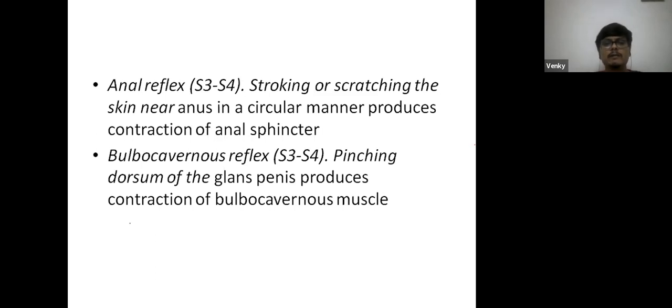Then comes bulbocavernosus S2, S3, S4. Pinching of the dorsum of the glans penis produces contraction of the bulbocavernosus muscle. So for this, you hold the penis and pinch over the glans penis, and keep your finger below, at the junction where the scrotum and the penis get attached. There you see the contraction of the bulbocavernosus.